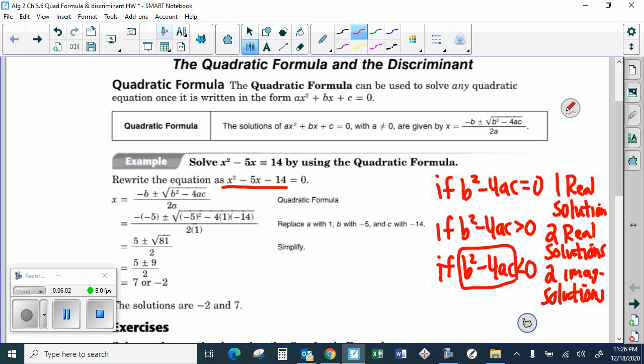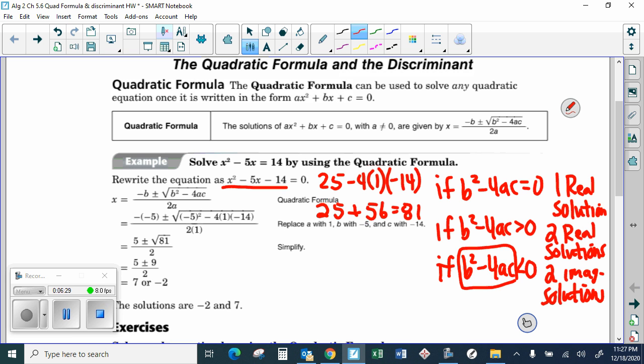Okay, but say it wasn't something easy for you to figure out. I could do b squared minus 4ac. So in this case, b squared is 25, minus 4ac. So I have 25, a negative times a negative is plus, and 4 times 14 is 56. I'm working on mental math skills, and that gives me 81. Notice 81 is a perfect square. The square root of 81 is 9.